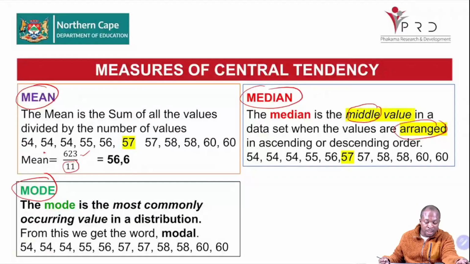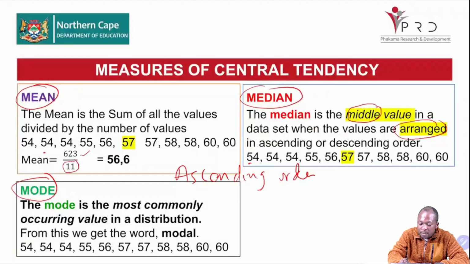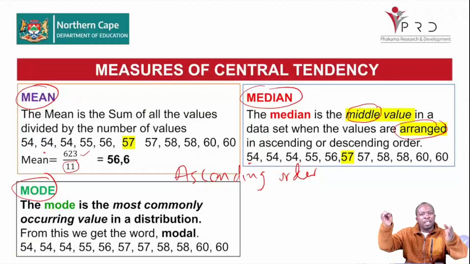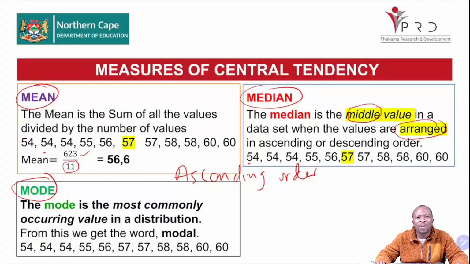And in our arrangement, we have two ways. If you arrange from small to big, we call it what? Ascending. Say it after me. Ascending order. It means we are taking it from small to big. What is the opposite then if we take it from big to small? How do we call it? Good. We call it what?